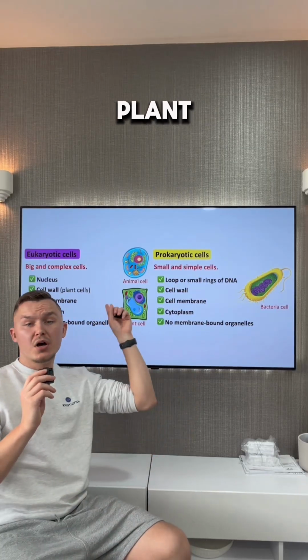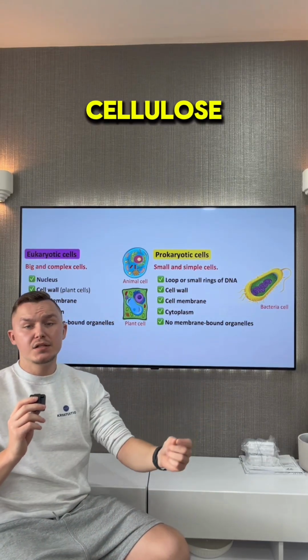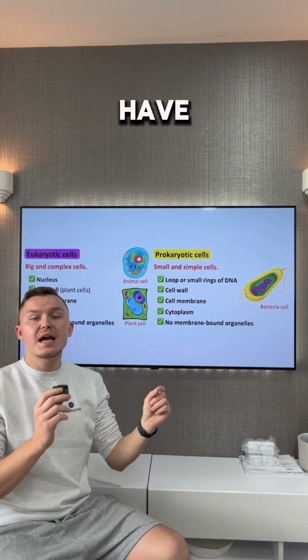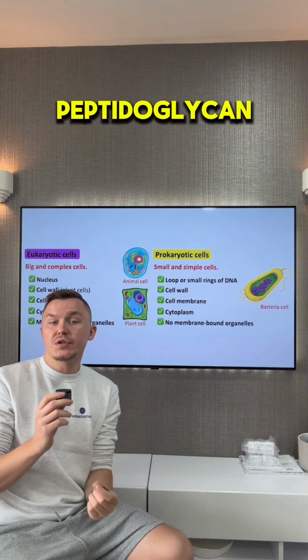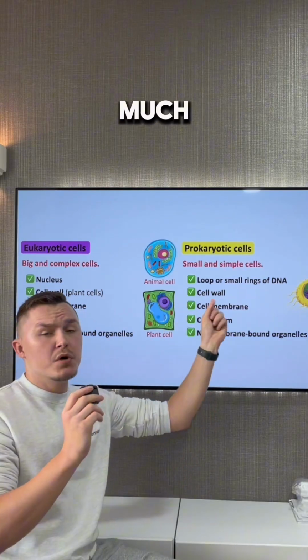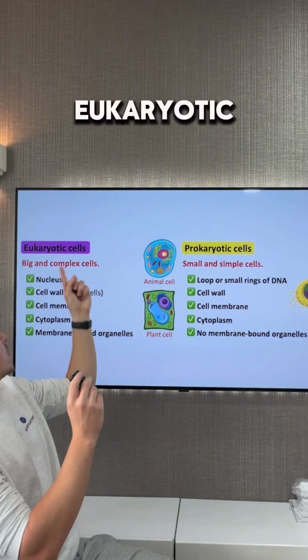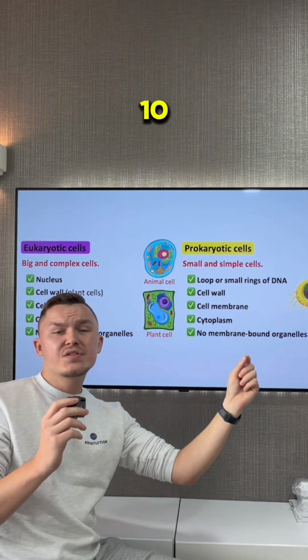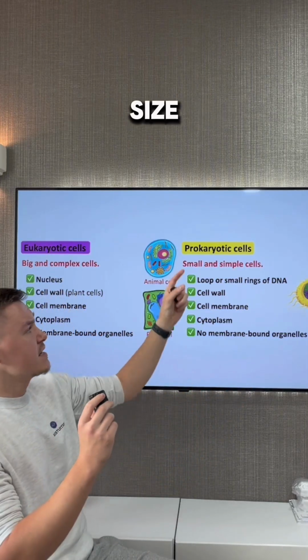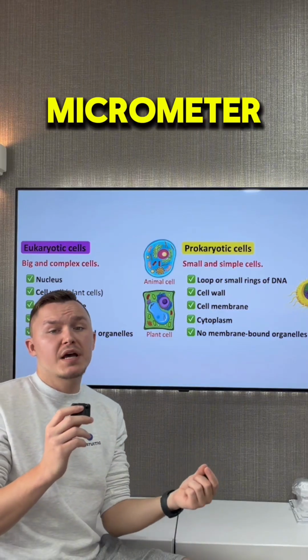Also remember that plant cells might have a cell wall made up of cellulose, but prokaryotic cells usually have a cell wall made up of a protein called peptidoglycan. Prokaryotic cells are much smaller than eukaryotic cells. Eukaryotic cells usually range from about 10 to 100 micrometers in size, whereas prokaryotic cells are usually 1 micrometer or less.